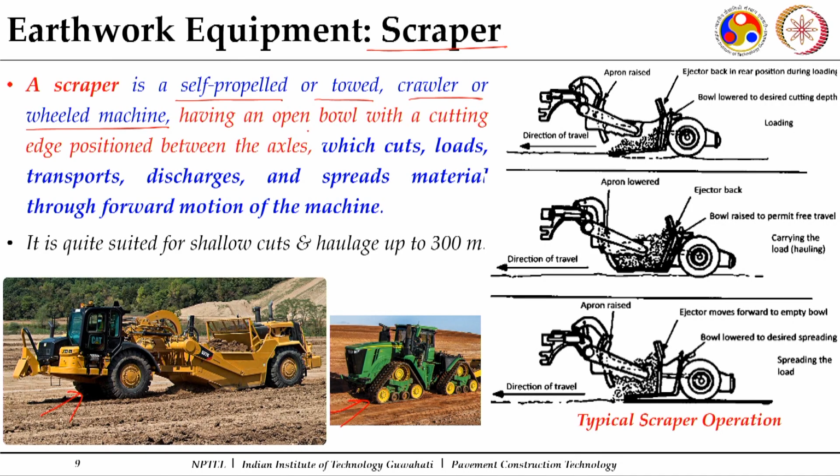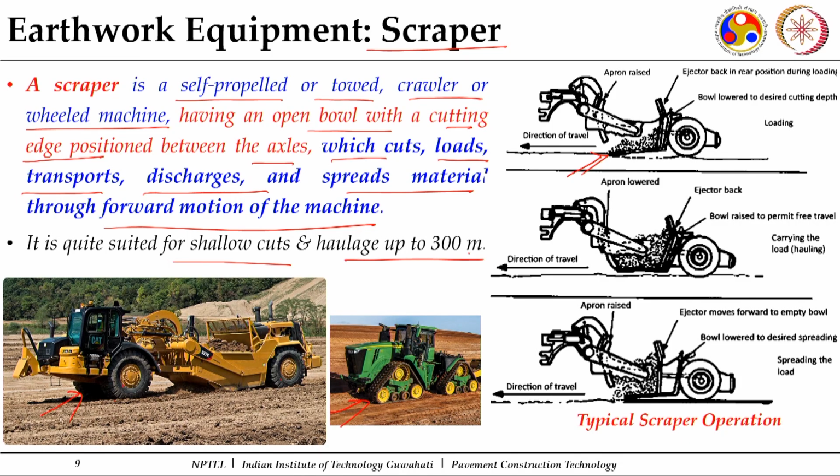It has an open bowl with a cutting edge, positioned between the axles, which cuts, loads, transports, discharges and spreads the material through forward motion of this machine. This can be done for shallow cuts and haulage up to a small length of around 200 to 300 meters.